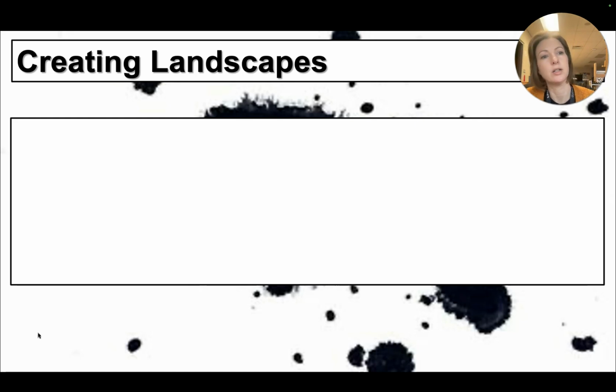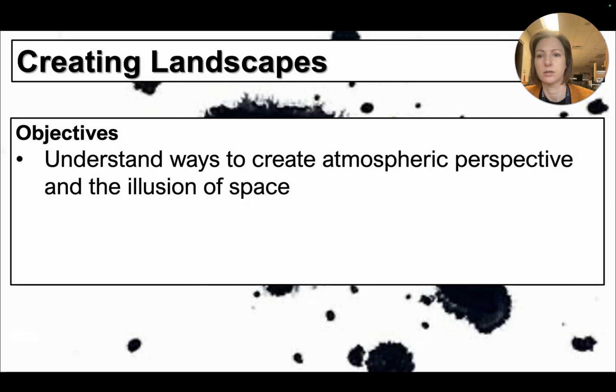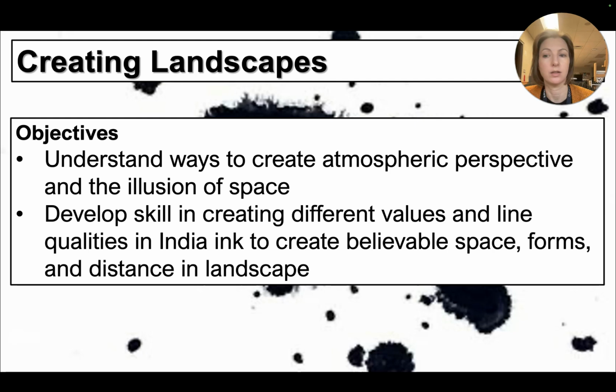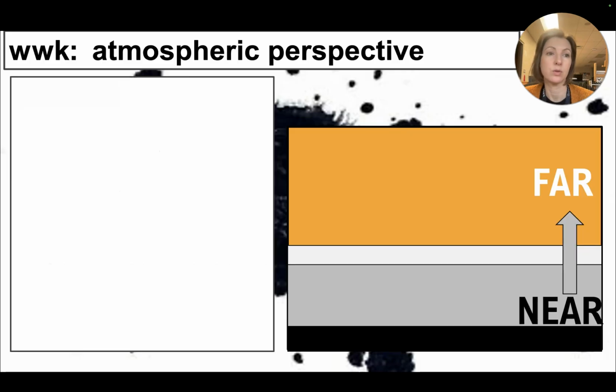Hi guys, so let's talk about creating landscapes. Our objectives are, first, understand ways to create atmospheric perspective and the illusion of space. And second, develop skill in creating different values and line qualities in India ink to create believable space, forms, and distance in a landscape.